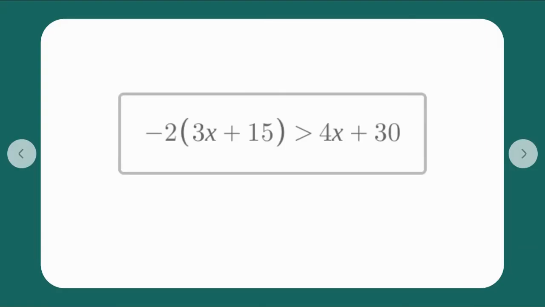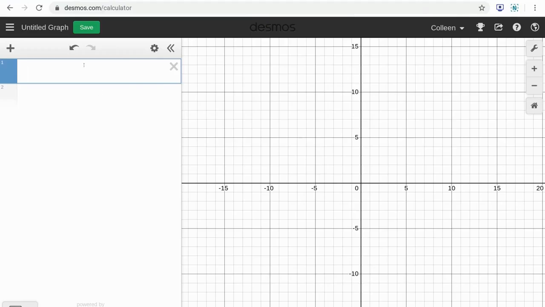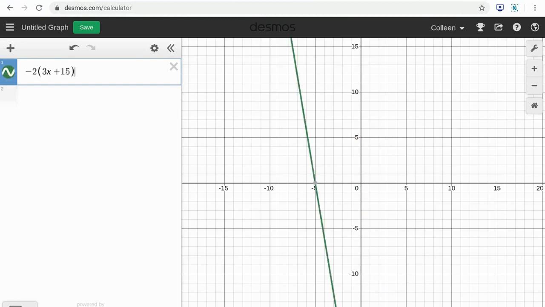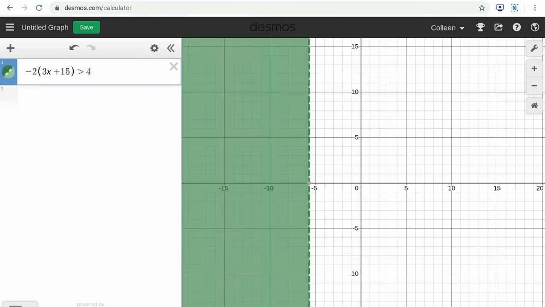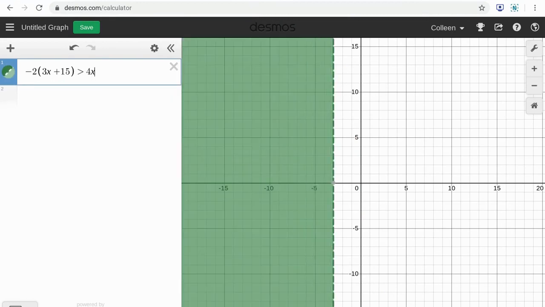All right, so next we're going to look at an example where we need to solve an inequality using Desmos. And when we solve this inequality, we will notice that our solution set will have more than one answer because an inequality is not an equation, and so an inequality has more than one answer. All right, so let's look at this inequality in Desmos. We have negative 2/3x times (3x plus 15) is greater than 4x plus 30.